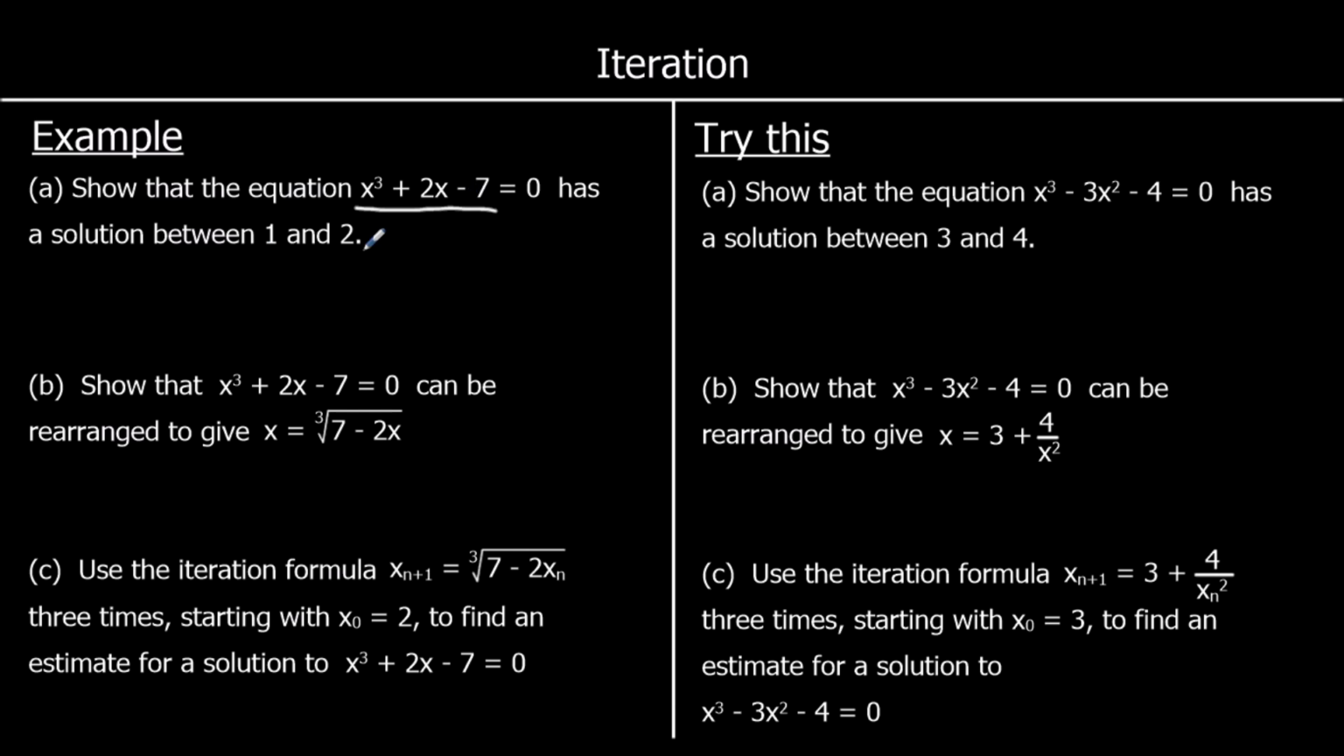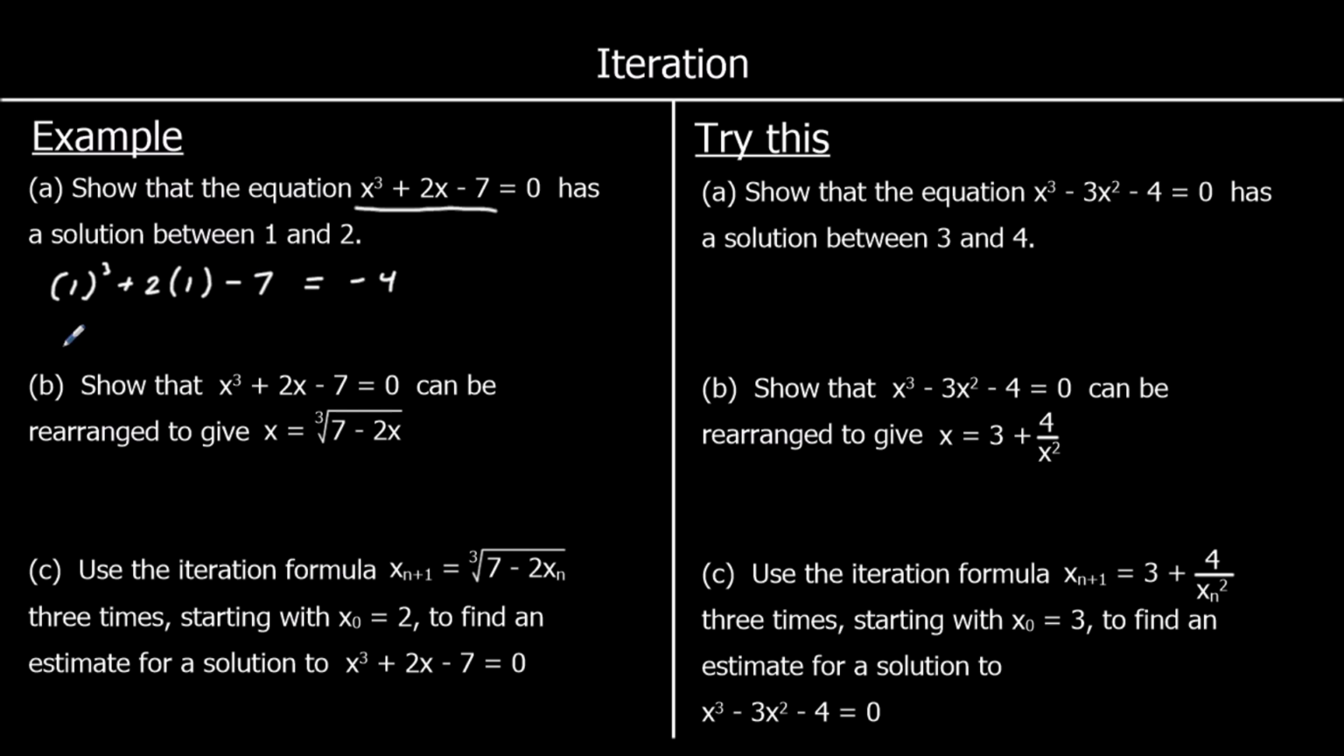And if there's a solution between 1 and 2, that means one of them will be too big and one of them will be too small. So if we substitute 1 in and substitute 2 in, one should be bigger than 0 and one should be less than 0 if there's a solution between them. So let's substitute them in. If we substitute in 1, it's going to be 1 cubed plus 2 1s minus 7. 1 cubed is 1 plus 2 1s, so 1 plus 2 is 3 minus 7 is negative 4.